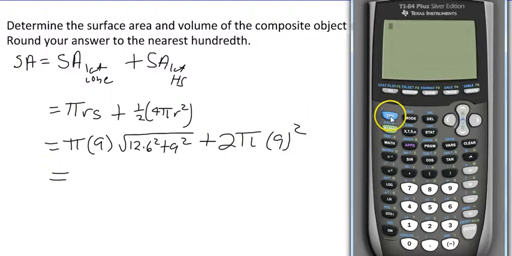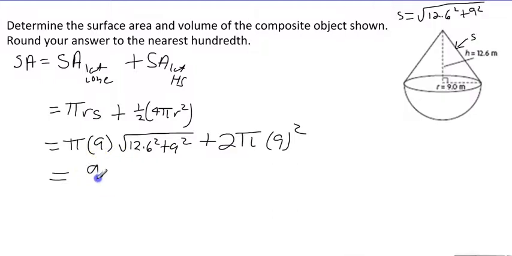Plug it in, work it out. Second pi times 9, you don't even need the times. Root 12.6 squared plus 9 squared. Move out, get out from under there. Plus 2 pi 9 squared. Enter. 946.74. 946.74 meters squared. And the volume.